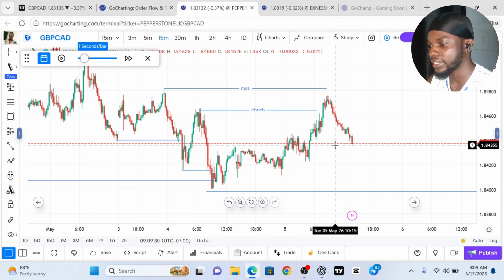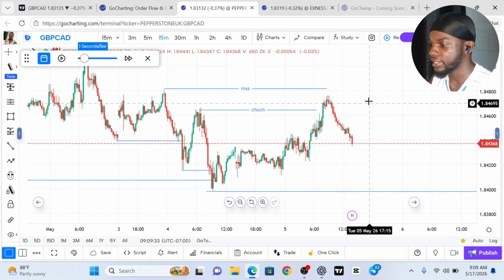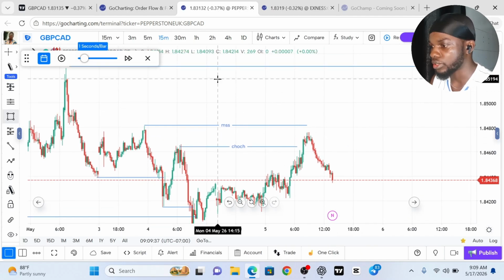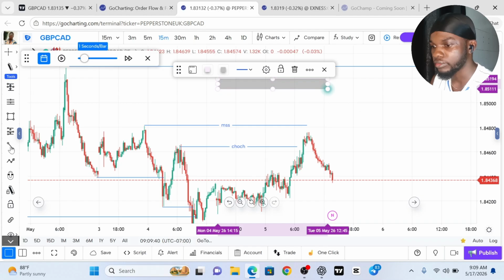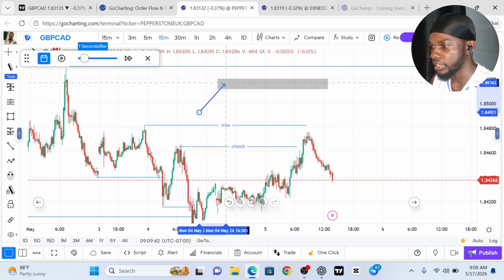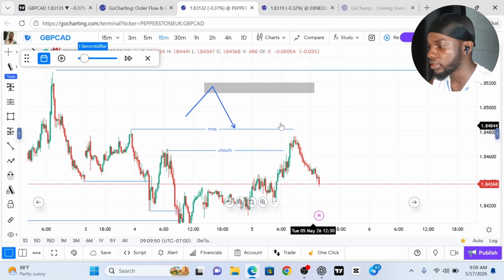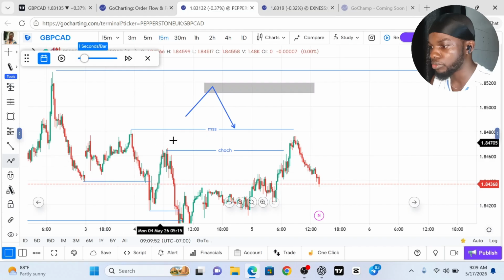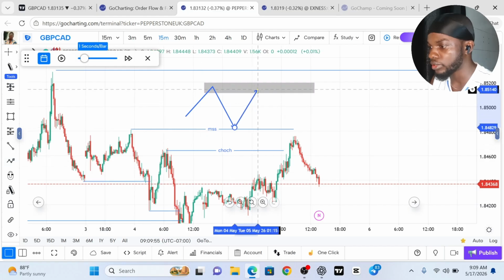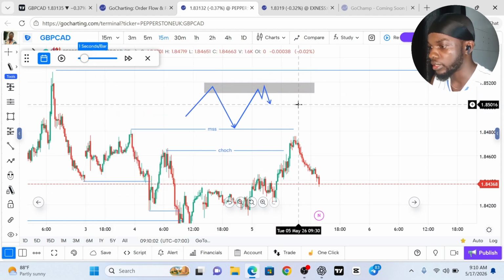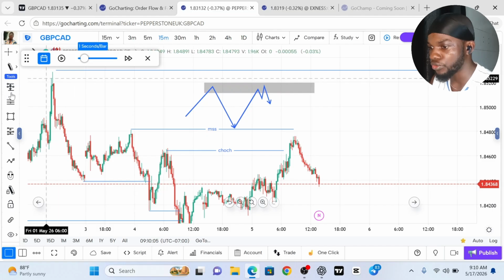Now the second part is our entry. Like I said, I enter with key level. What am I looking out for? I'm looking out for something like this here. Let me take, for instance, this is a supply zone. Then what will I be looking out for? I'll be looking out for markets to come back to this zone, come down here, go up and break structure, then come down. Then once it comes down, I will now look for a key level.